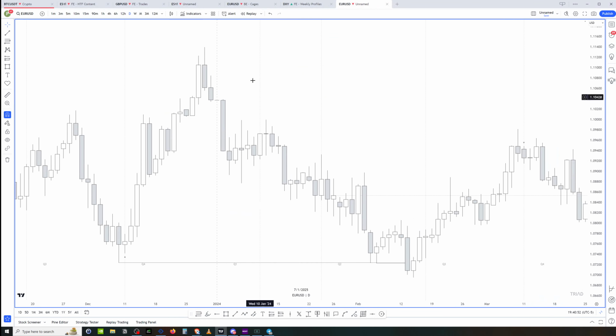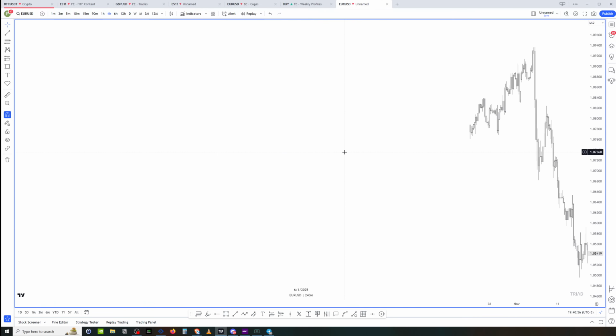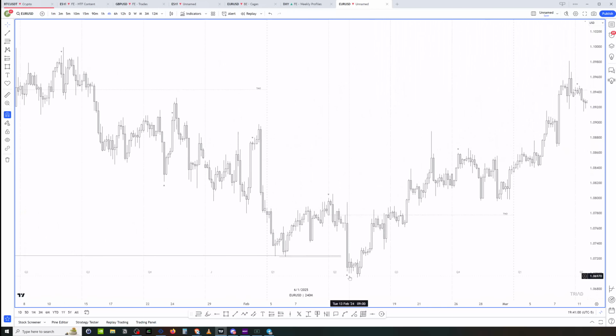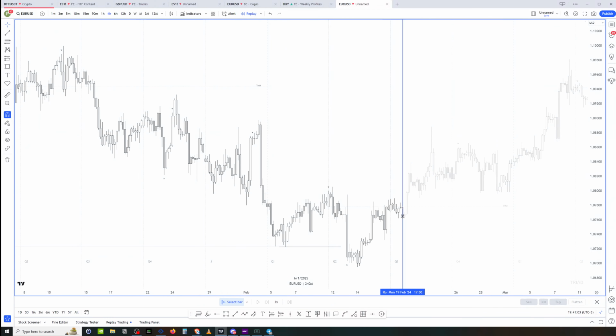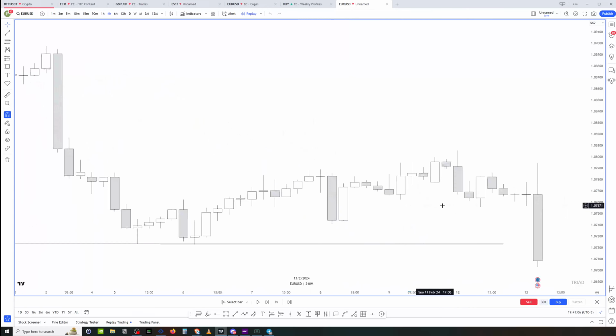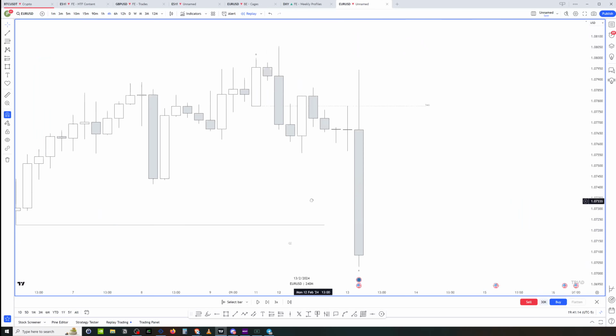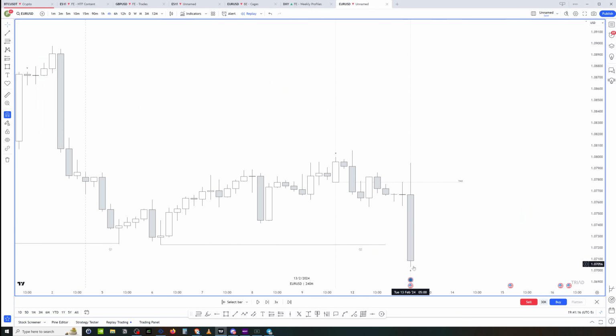So when I go down to the 4 hour from the daily, you'll see that we now have sequential SMT right here on this candle. Now this is a CPI news event candle, and it gives you this displacement down.